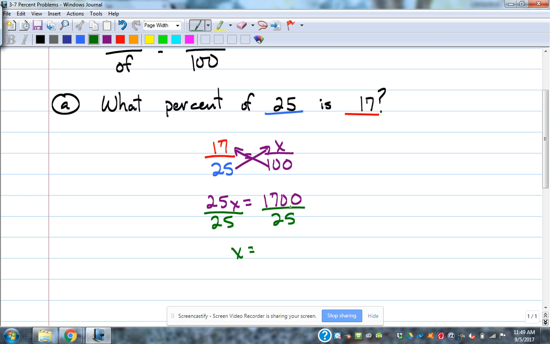25 goes into 1700. In $17, there's 4 quarters in every dollar, so that's 1,700 cents. So 4 times 17 would be 68. So it'd be 68%. To answer the question, it would be 68% out of that. So x equals 68, and then the answer to the question is 68%. So is over of equals percent over 100.